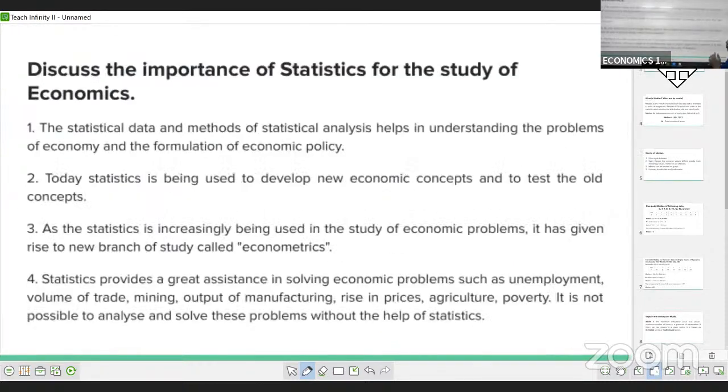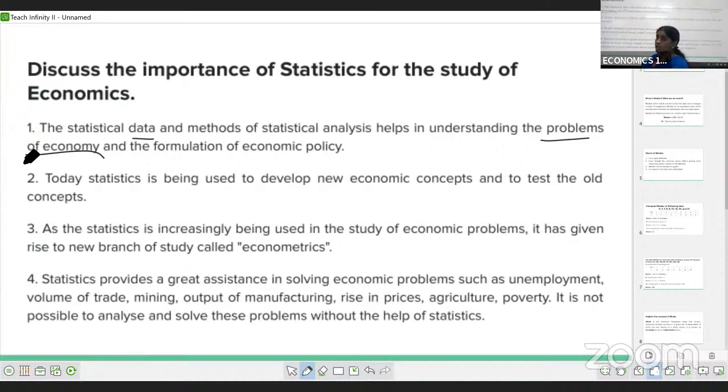Okay, how is it useful? How is statistics helping in economic studies, or what relation does it have with economics? If you see the data we collected, how can we use this data in economics in order to understand the problems of the economy? Whatever data we collected as part of statistics, with the help of that statistical data, we can understand the different problems of our economy.